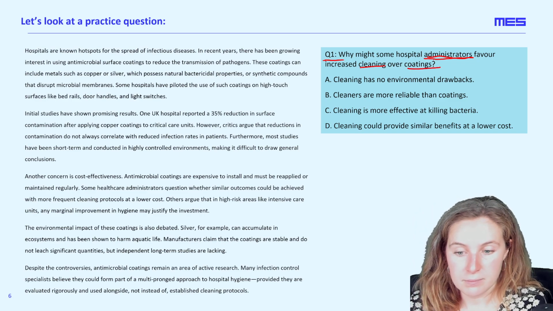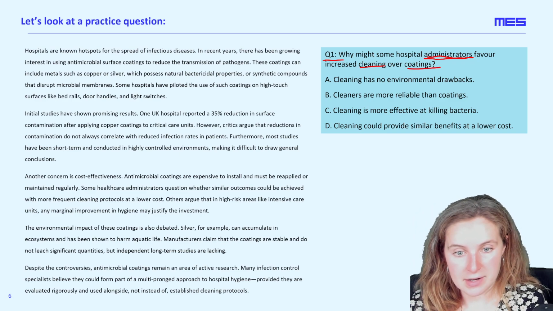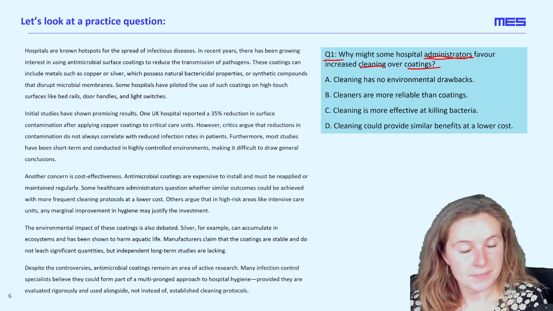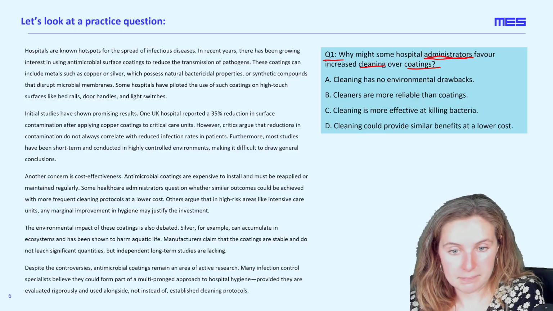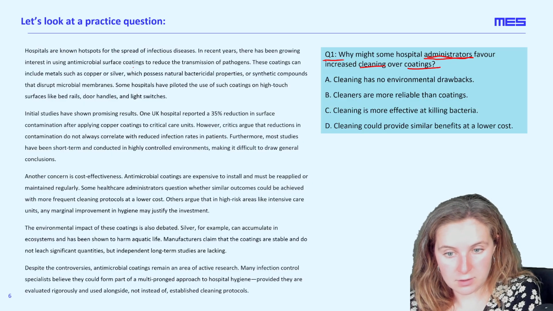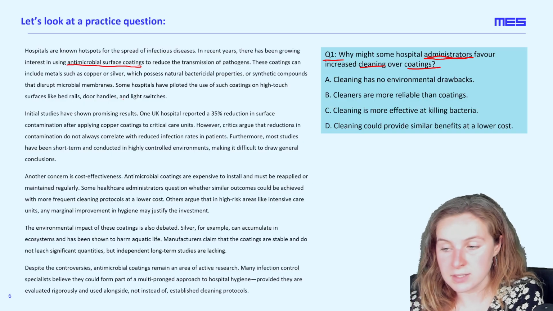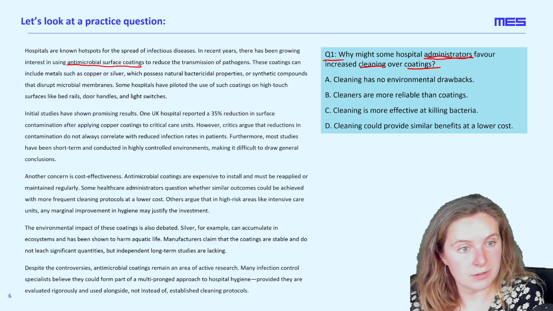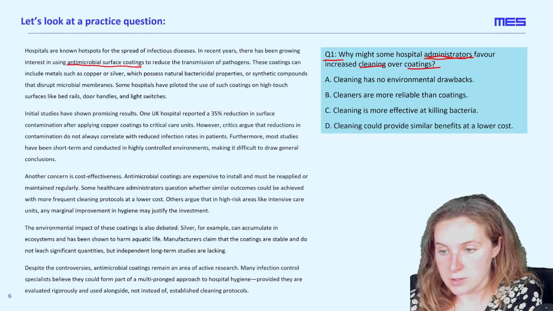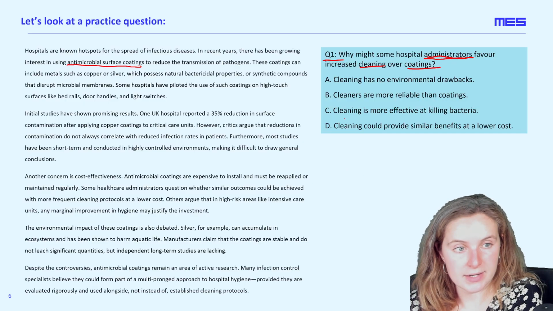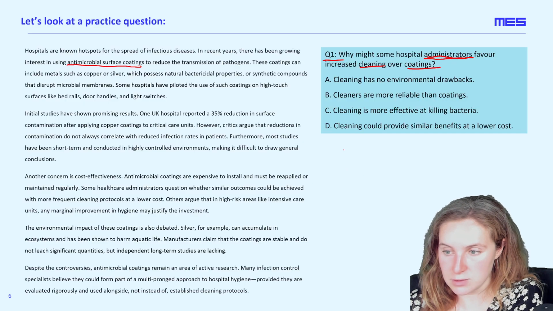So based on just a very brief scan of the first couple of sentences, it seems like the focus of the passage is on antimicrobial surface coatings. So we're going to be looking for something to do with their inefficacy compared to other options. So these are our options. Let's look to see if there's any other guidance we can find in the passage with them.